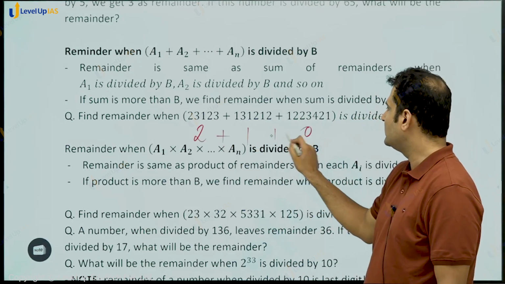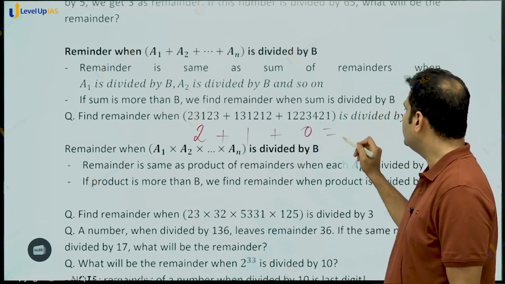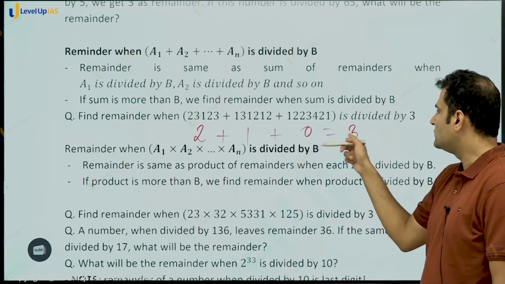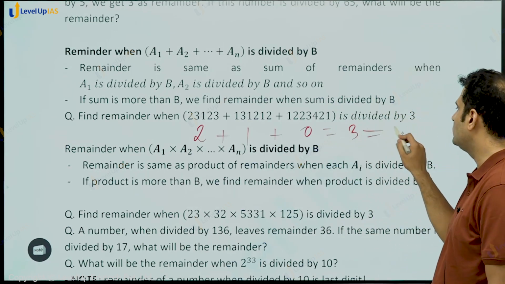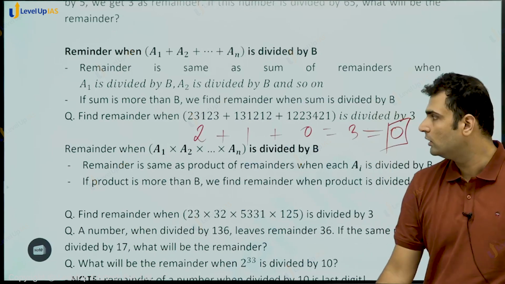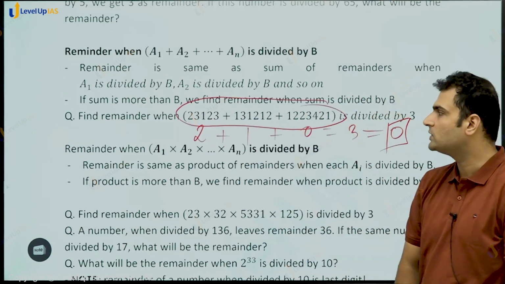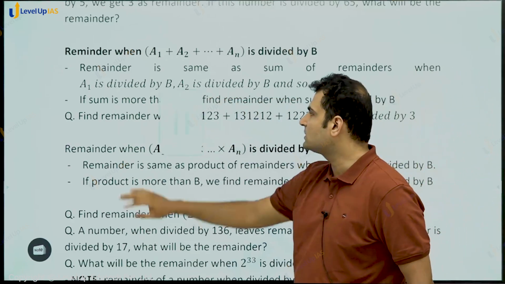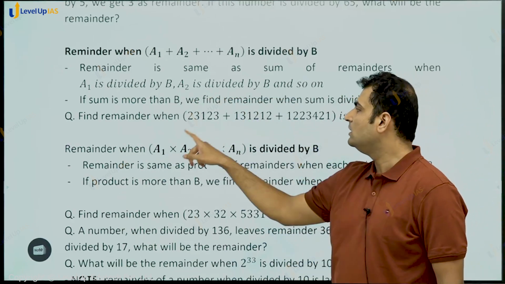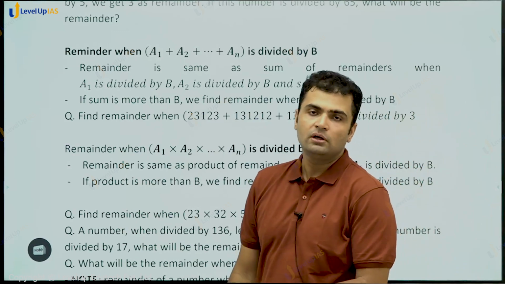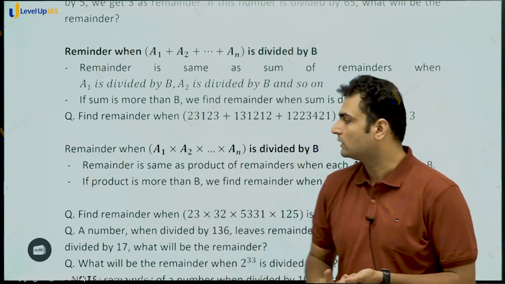So what we are saying is the remainder when we divide the entire thing by 3 is 3, but 3 cannot be a remainder. 3 is equivalent to 0. So basically the remainder is 0. This entire addition is divisible by 3. That is what we are saying. So instead of adding first and then dividing by 3, we can divide each individual number by 3 and just add the remainders. The remainder can be found this way also.